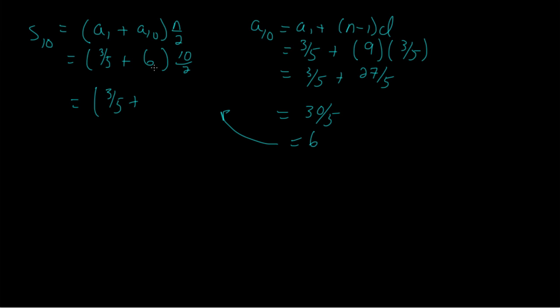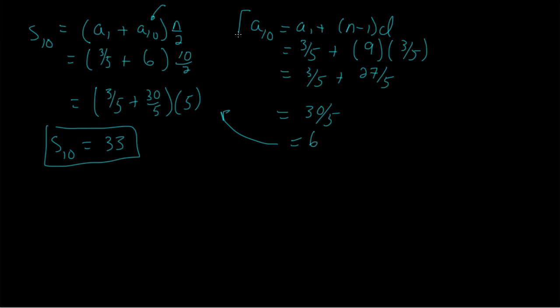3/5 plus, I'm going to get a common denominator and say that this is 30/5 times 5. Well, the 5 is going to cancel out with both of those, so I wind up with the sum of the first 10 terms is 33. The important part about this problem is that if you don't know this part for your sum formula, you would just substitute in the term equation that we used earlier.